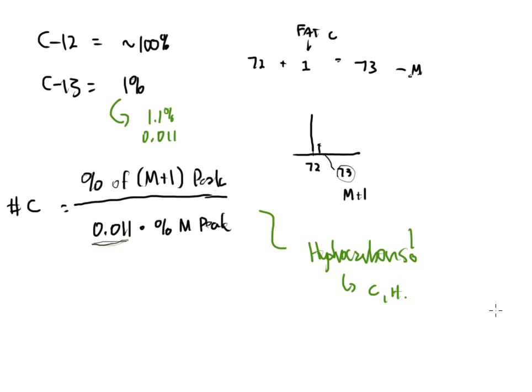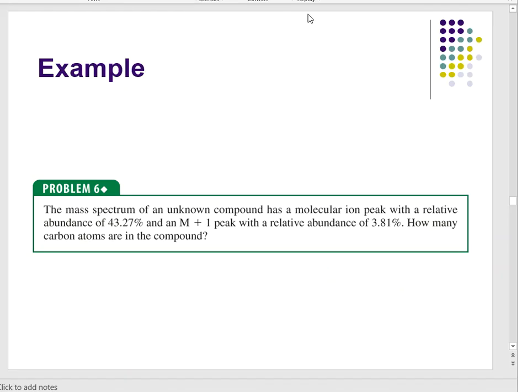So I want to show you an example problem. I'm going to show you how easy this thing actually is. Here's an example, and it says the mass spectrum of an unknown compound has a molecular ion peak with an abundance of 43.27, and it has an M+1 peak with a relative abundance of 3.81. How many carbons are in the compound?